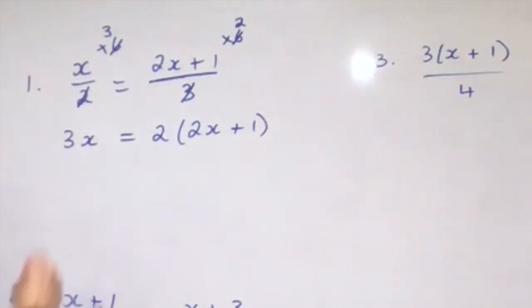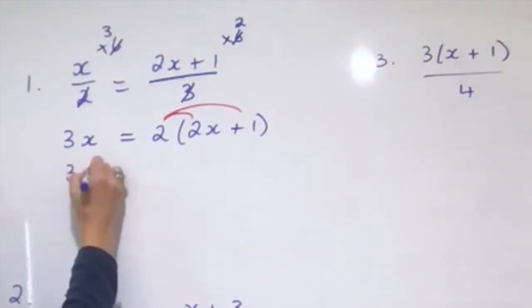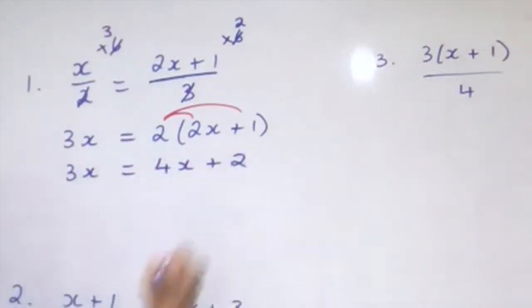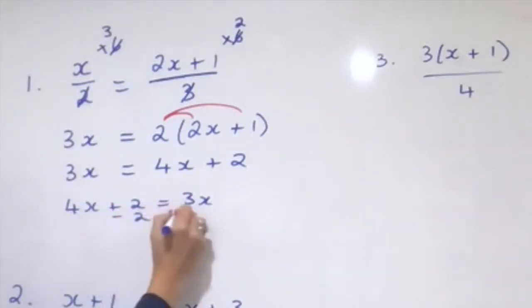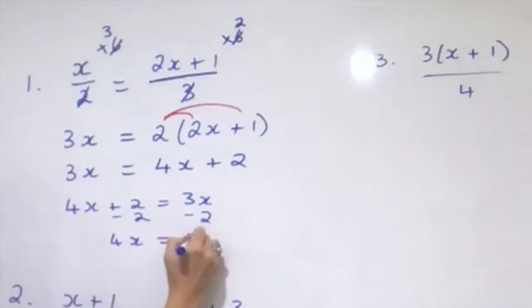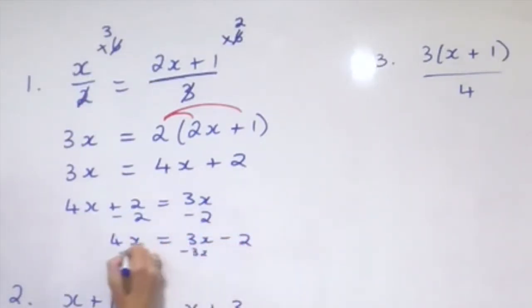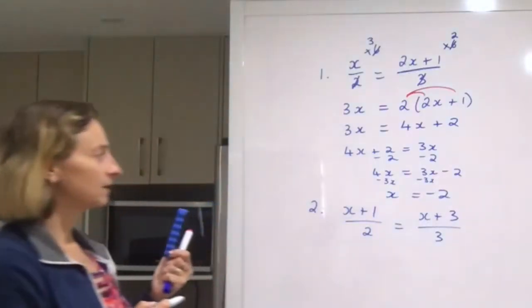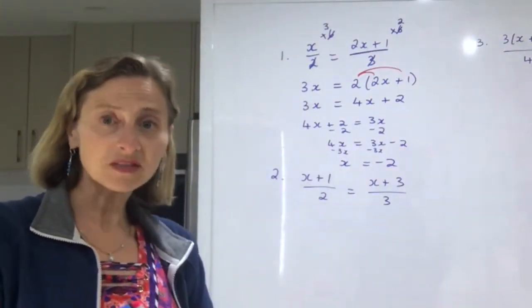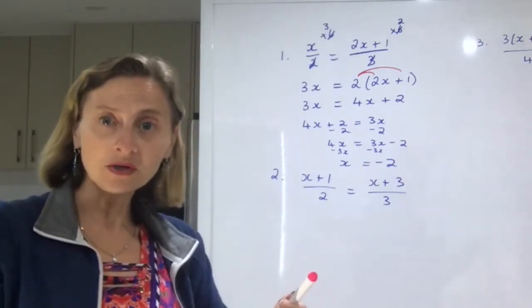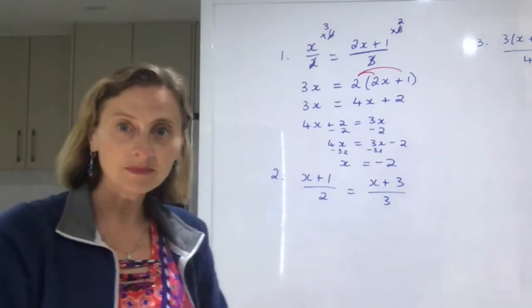Now, everybody should know how to do the second line of working. We now need to expand the brackets. And hopefully we all get 3x equals 4x plus 2. Some of you might remember that we like to swap it around. Then take away the 2. And then take away 3x. Nothing wrong with that. And we're left with x equals minus 2. If you're a little bit confused, that's normal. We're going to go on, and as we go on, you'll pick it up, just like last time.